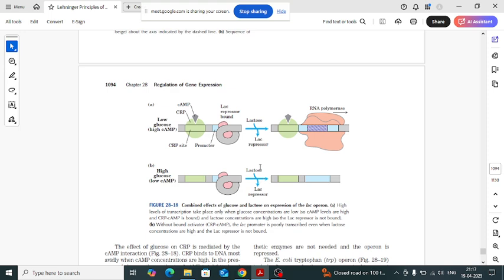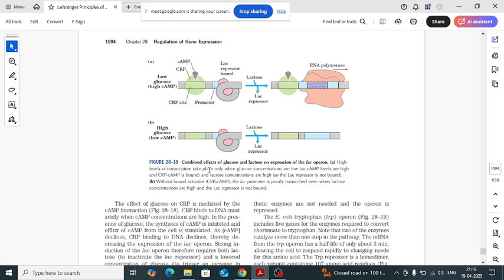So here you can see you are adding lactose, you are dissociating the lac repressor, but still the expression is not coming because, due to the high glucose, the cyclic AMP level is low, so it is failing to recruit the activator, which is CRP, right? So even if you are providing lactose but the glucose level is also high, then this operon system will not be switched on. But when lactose is provided and the glucose level is low, only then will this operon system be switched on, right? So this is called a combined effect of glucose and lactose on expression of the E. coli lac operon.